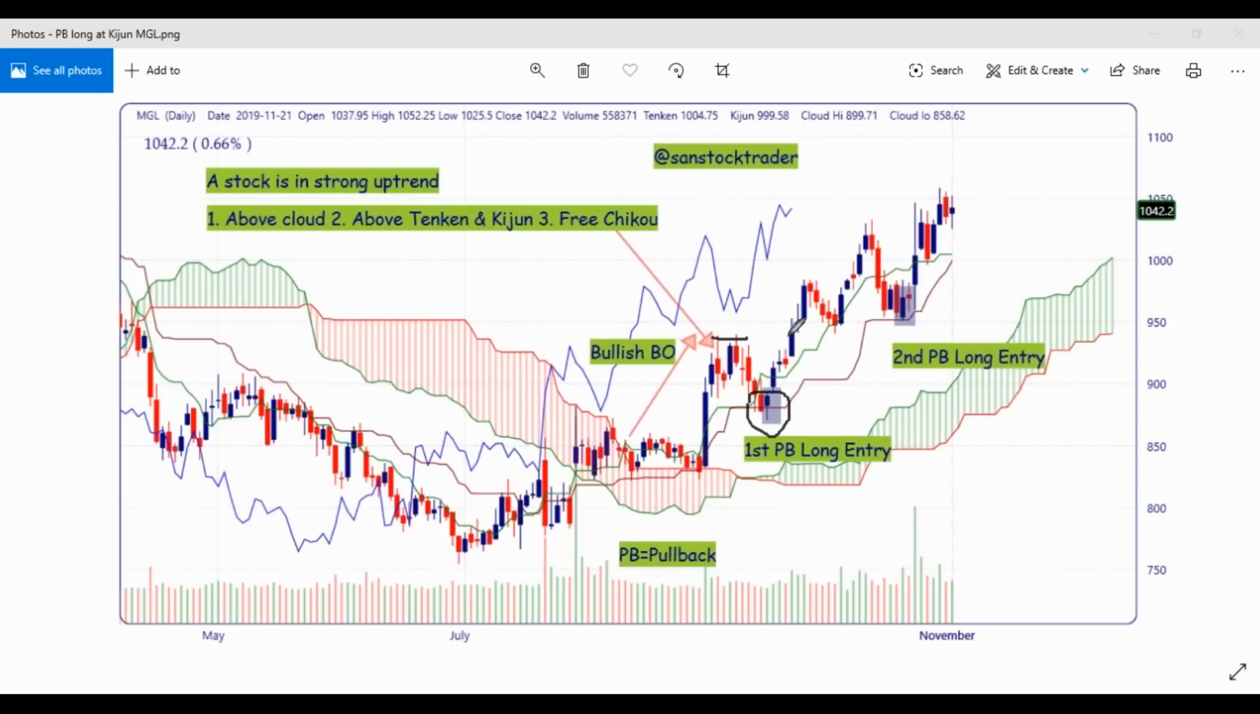The advantage of doing that is, if this swing high is also taken out, then we can expect a sharp move in the same direction, and that's exactly what happened here in MGL. The swing high was taken out easily, and that fueled even more strength into the prevailing trend. In the same way, once again we got a nice entry. This was the second pullback. Here also we get a nice entry, and the stock moved very well.